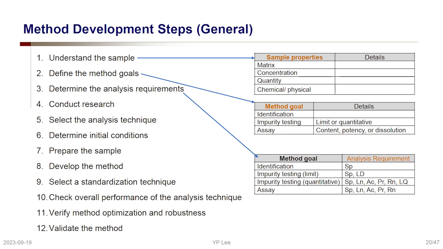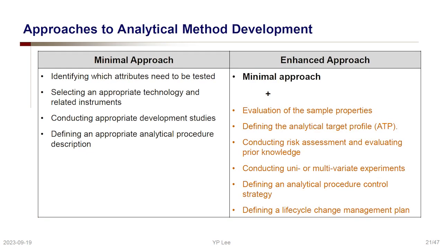For example, understanding the sample means that the matrix, concentration, quantity, and physical chemical characteristics of the samples need to be defined before we develop the method. And the goal of the method needs to be clearly defined, whether it is the identification, impurity, or assay for potency. So depending on the goal of the method, the items for the validation would be different. So these need to be well defined in the beginning of the method development.